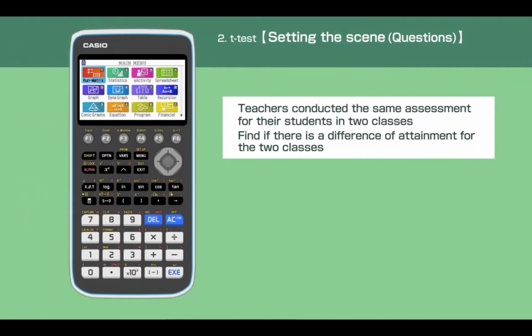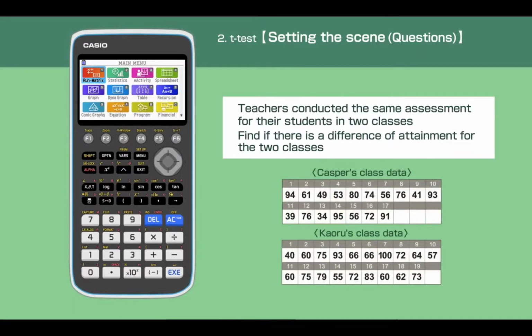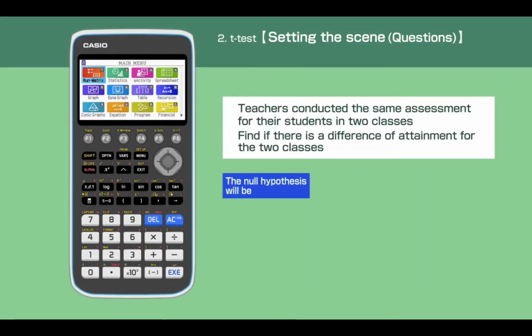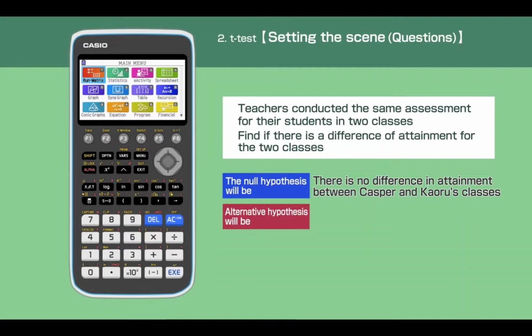Caspar and Kaoru are math teachers, and they conducted the same assessment for their students. The assessment results are shown as follows. The teachers want to know if the students in Caspar's class performed better than Kaoru's class. The null hypothesis for this question will be, there's no difference in attainment between Caspar and Kaoru's classes. Alternative hypothesis will be, there's a difference in attainment between Caspar and Kaoru's classes.